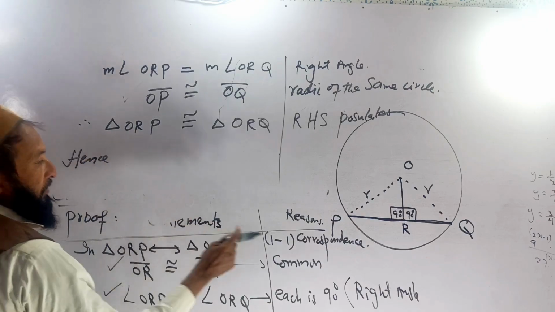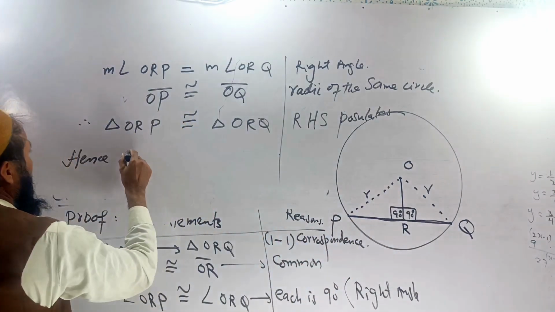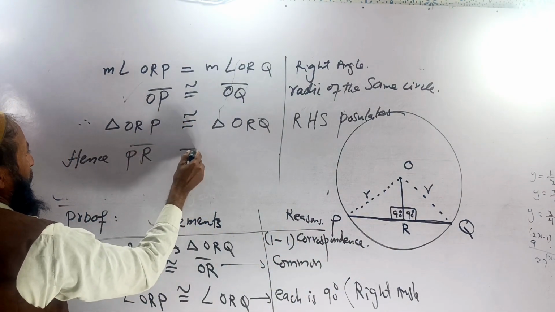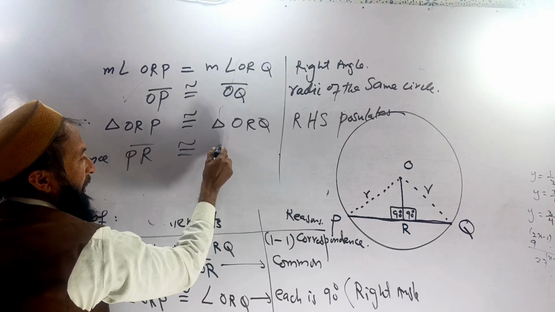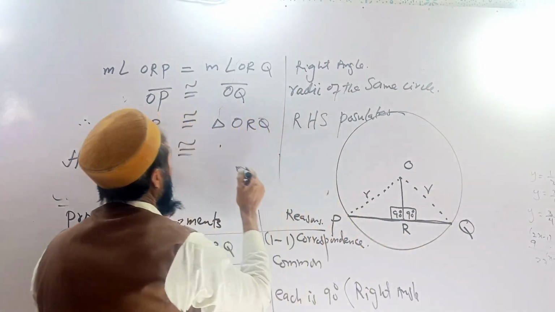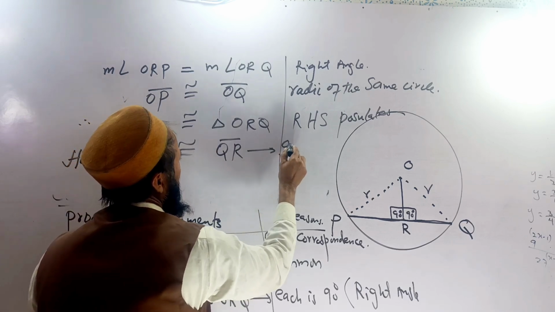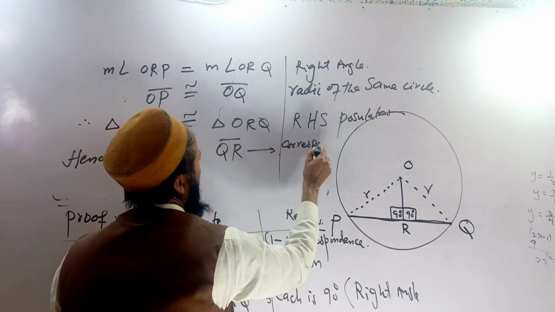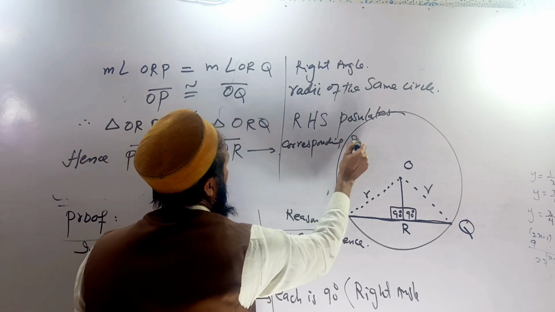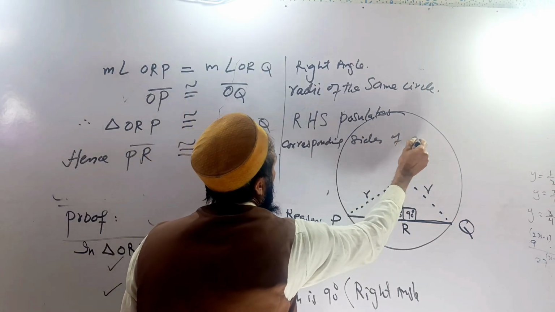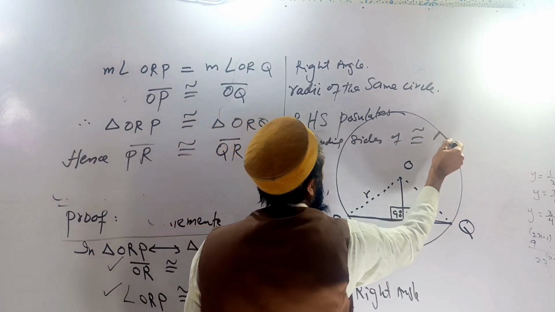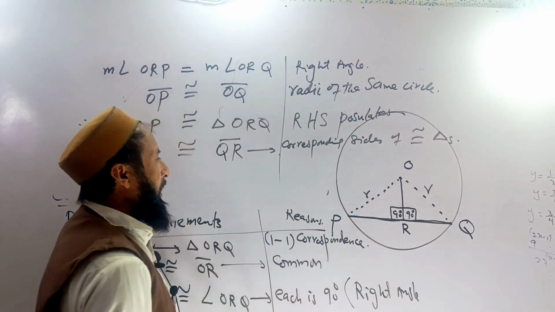Hence we can say that PR is congruent to QR. These are the corresponding sides of congruent triangles, which is the required proof.